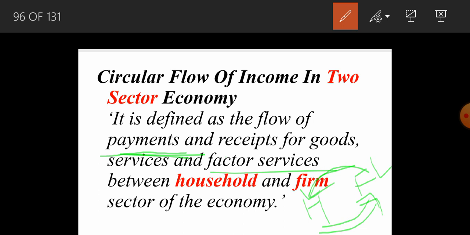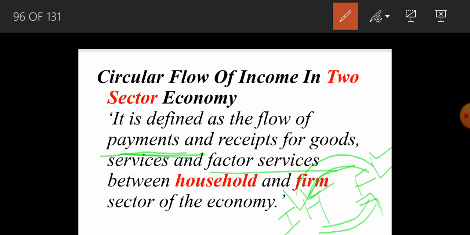Now the income which is generated by the household is their factor income, right? And from the point of view of firms, they have given the payment, so it is their factor payment. Now why is the firm using this land, capital, entrepreneur skills or labor? So as to produce goods and services only, right? So now these goods and services are being supplied to the household.